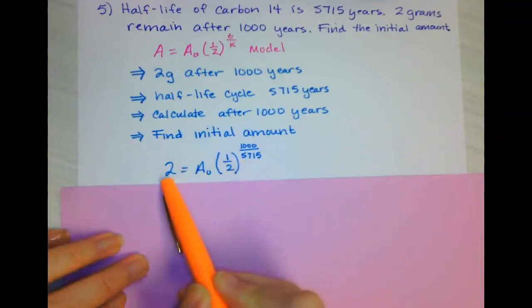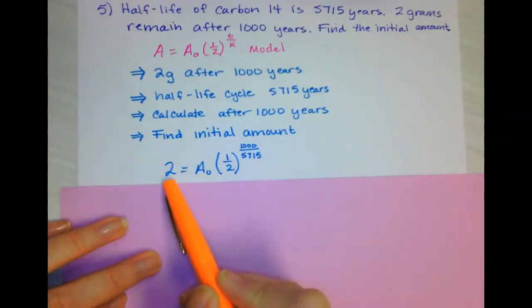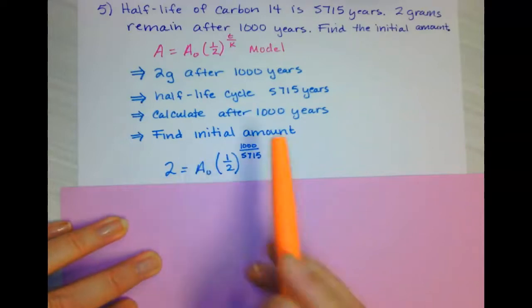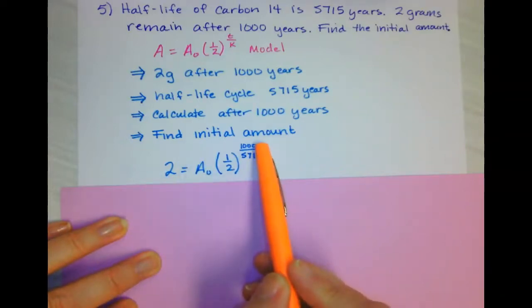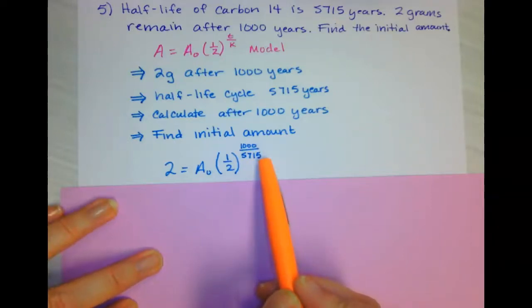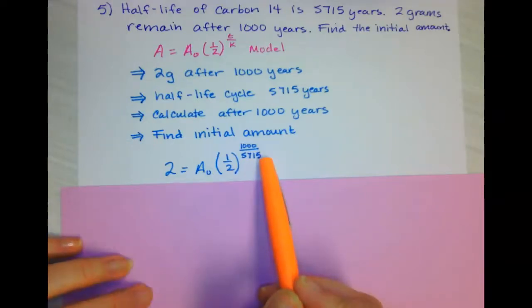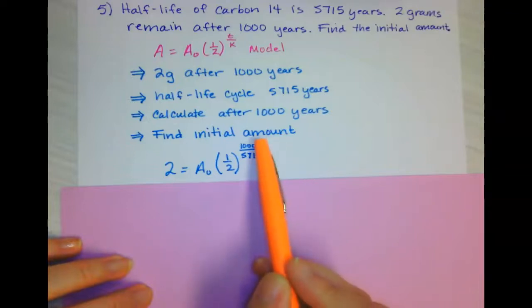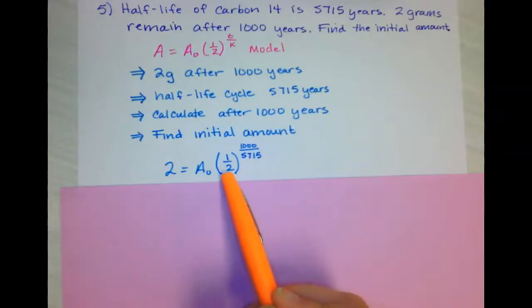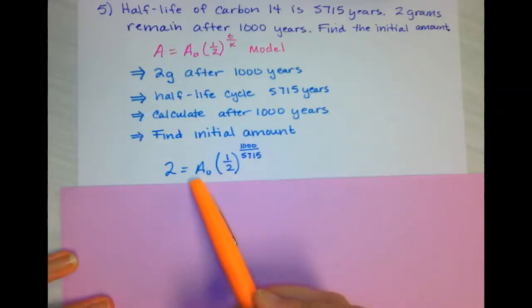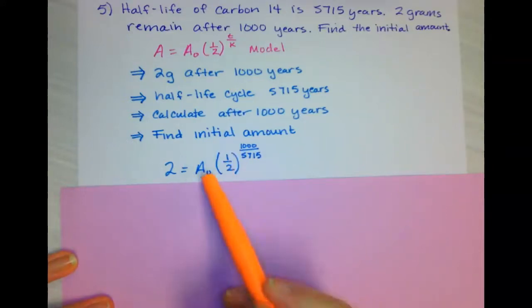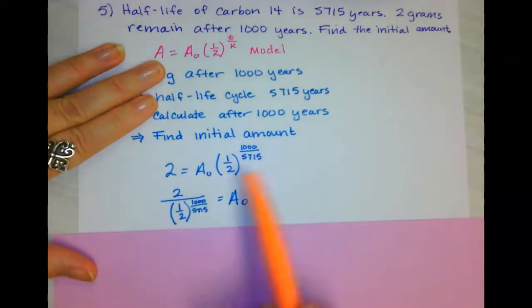So this is the amount. We have 2 grams remain after 1,000 years. 1,000 is the time you're calculating for. The 5715 is the half-life cycle. So it's the amount you calculate for over the whole cycle. Just think about it as the meaning of a fraction. Fractions are part over the total. This is the part I'm calculating for. This is the total. So if that helps. The base is 1/2. Well, it is called half-life, so there you go. And A sub 0, that's the initial amount. That's the unknown. So to get A sub 0 by itself, we need to divide 2 by all of this stuff right here.